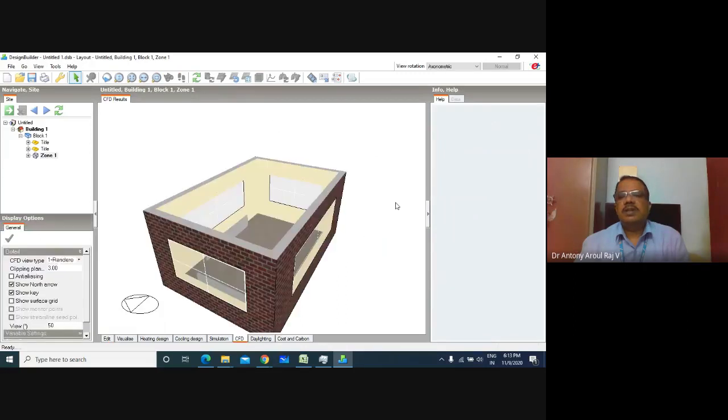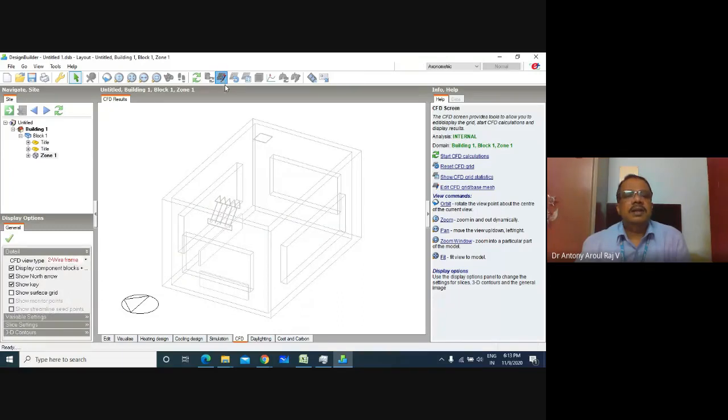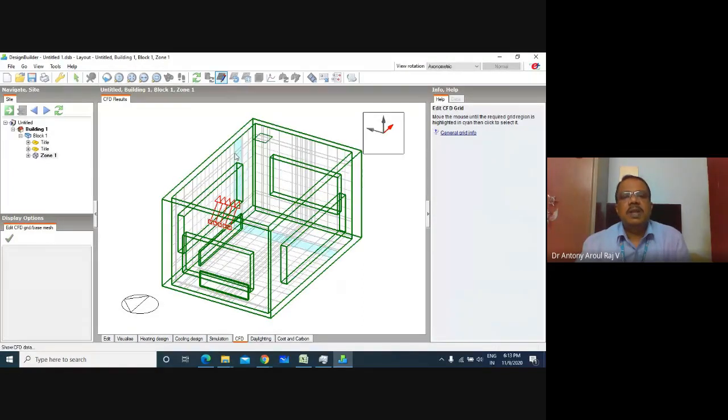I'm giving okay for the CFD analysis. If you want to see the grid or edit the grid, all these things can be done. Here I have the edit grid option. Now you can see the domain is divided into a number of subdivisions. When I select the region, you have a lot of blocks. Now it is showing on the wall only, but in reality these blocks will extend inside also.